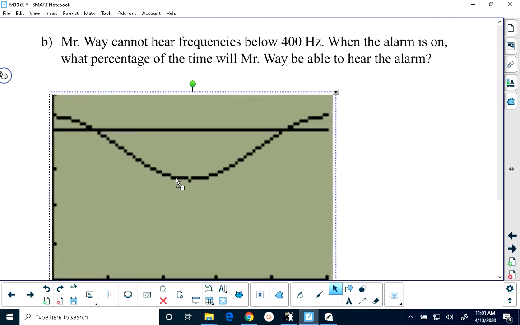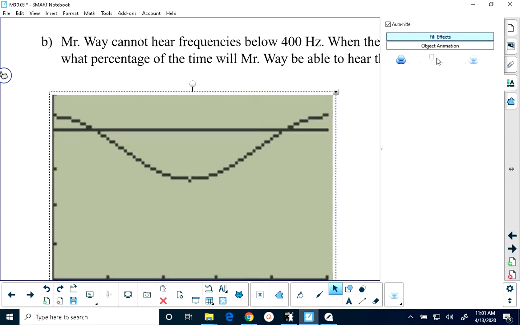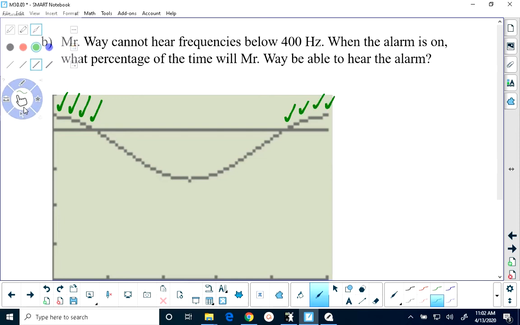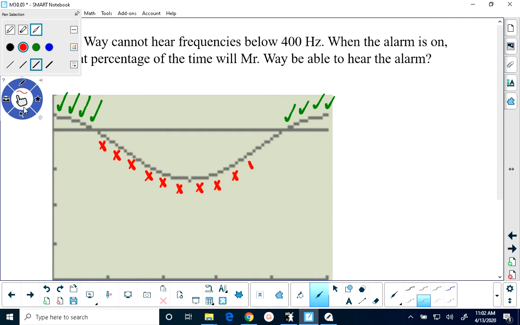And what this is saying, everybody, in terms of the question and my hearing, is that I can hear the sound here, here, here, here, and I can hear the sound over on this side, but all of this part that's below that line of 400, my hearing is not capable of picking up that sound. So I don't hear anything there.